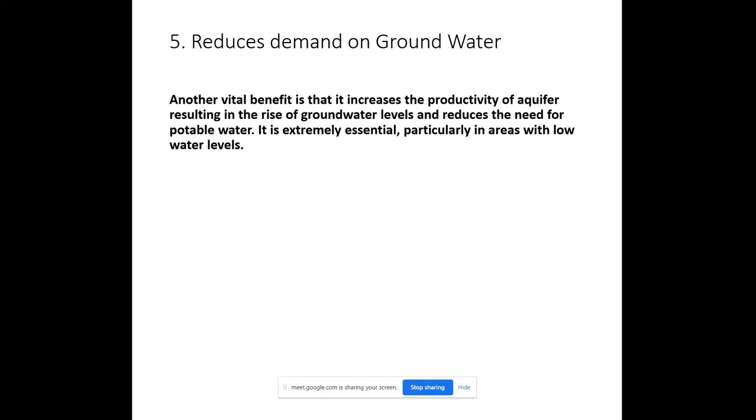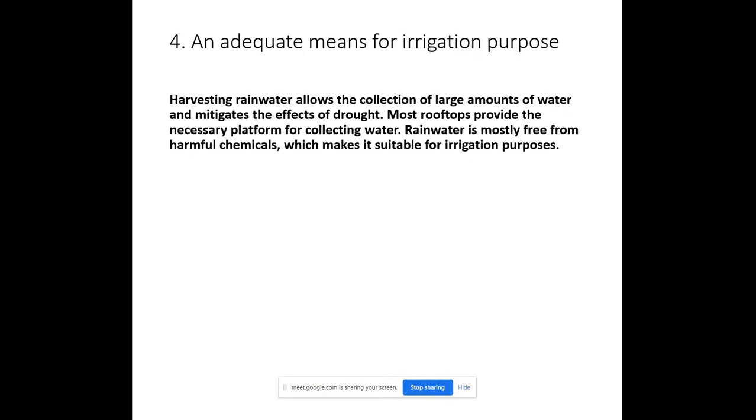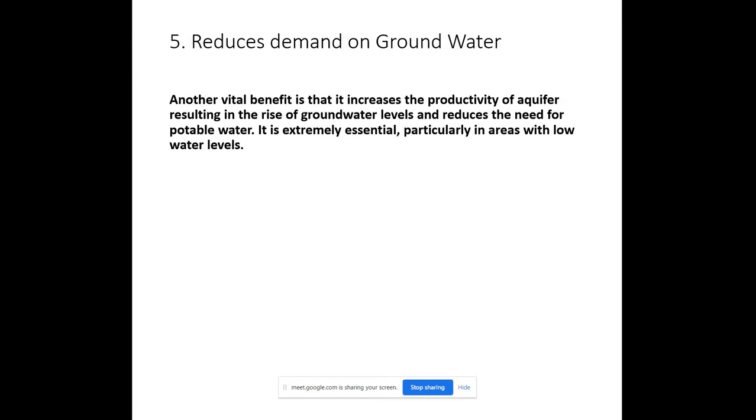Most rooftops provide the necessary platform for collecting rainwater. Rainwater is mostly free from harmful chemicals, which is most suitable for irrigation purposes. Thank you, ma'am.